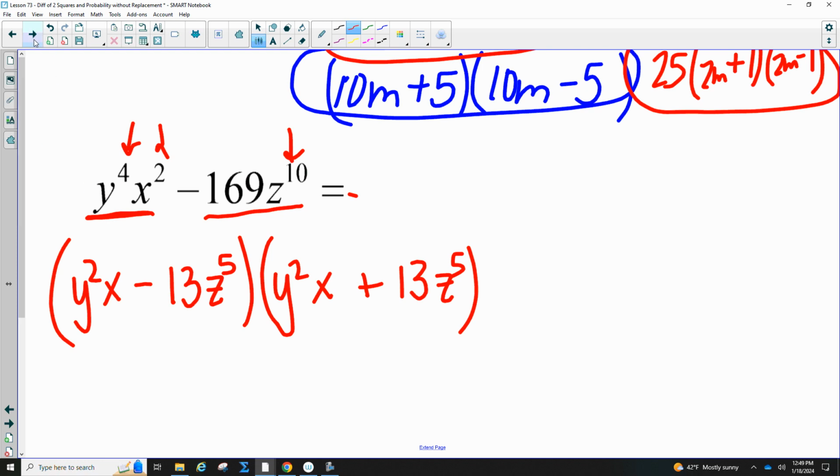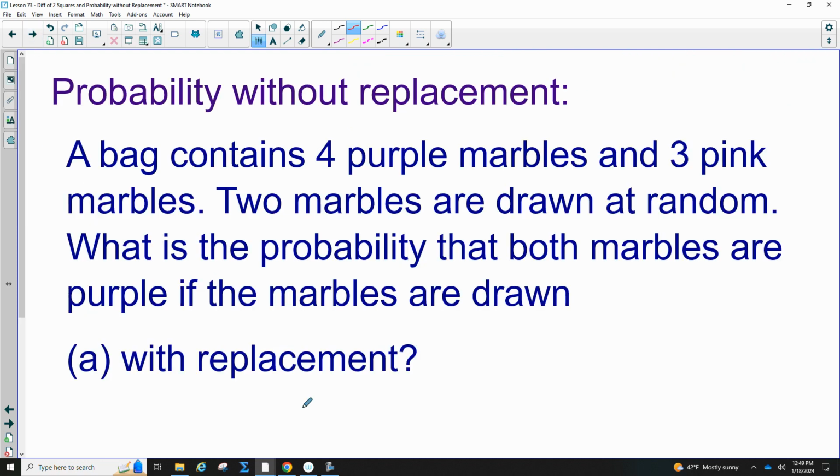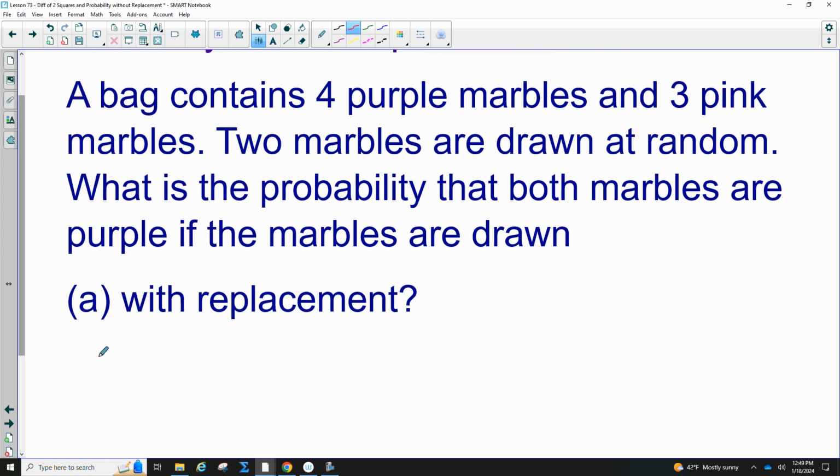Okay, let's do probability without replacement. A bag contains 4 purple marbles and 3 pink marbles. 2 marbles are drawn at random. What's the probability both marbles are purple if the marbles are drawn with replacement? All right, so we get a purple and a purple. So you do probability of purple, comma, purple. Now, the first one is what we've been doing because we're replacing it in between. We've already done a bunch of these, all right?